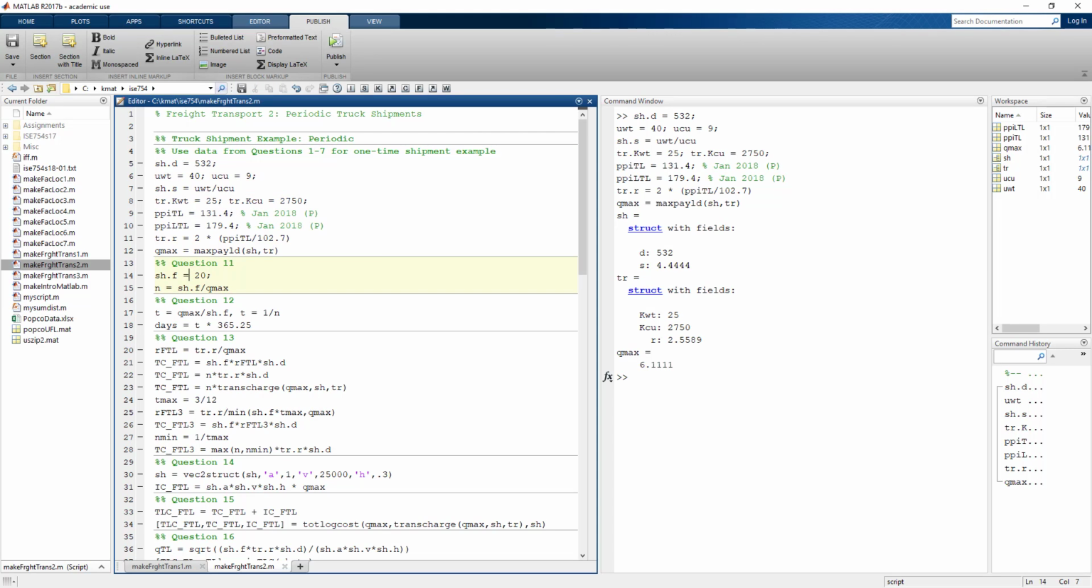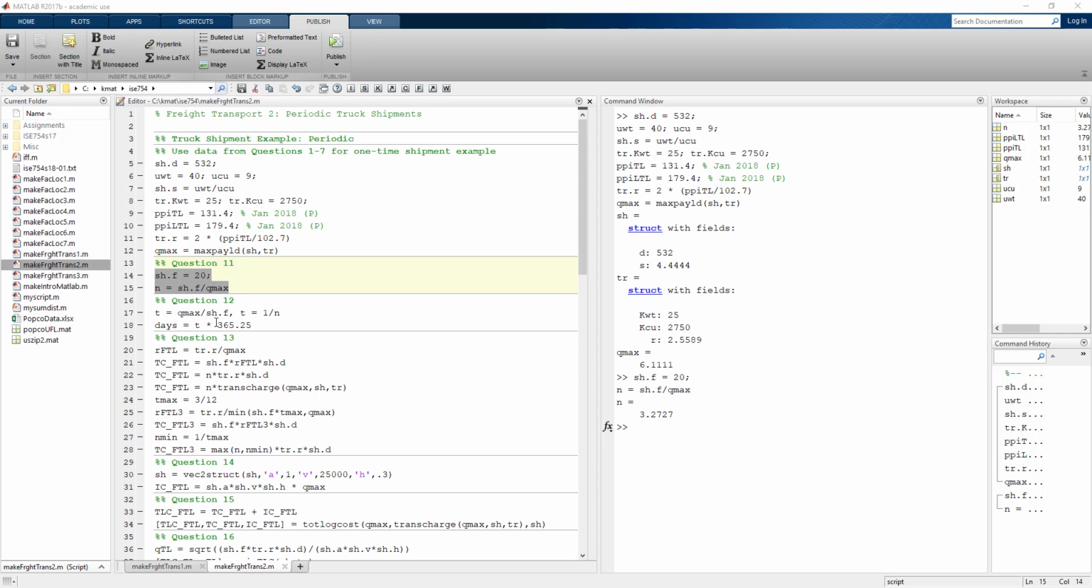And then for question 11, given that the demand for the product is going to be 20 tons per year, what would be the number of full truckloads required? For that, we can basically just take the annual demand divided by the shipment size to get the shipment frequency. And here we end up with a value of 3.2727. The reason that the number should not be rounded is that the choice of a year to represent annual demand is entirely arbitrary, and our results should carry over if we switch the time period.